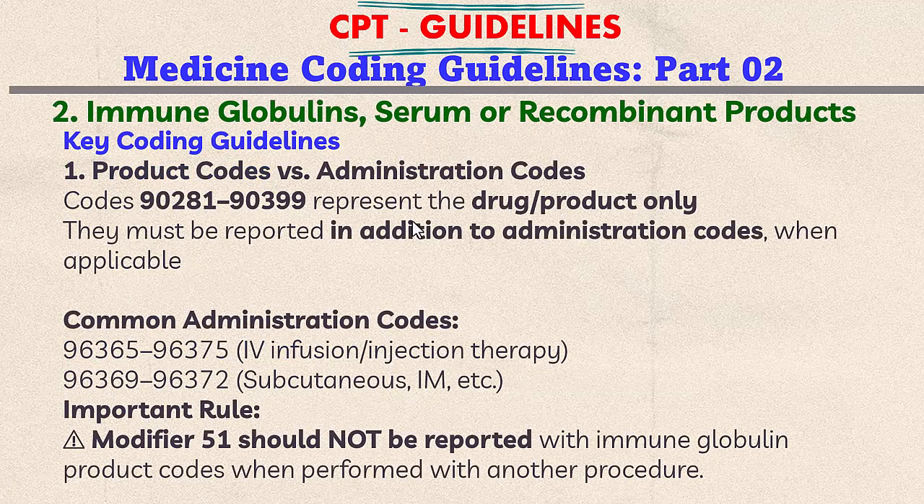So let's come to the key coding guidelines. Product codes versus administration codes. Codes 90281 to 90399 represent the drug or product only. They must be reported in addition to the administration codes when applicable. We'll see the administration codes in the next part. The common administration codes are listed here. The important rule is that modifier 51 should not be reported with immune globulin product codes when performed with another procedure. You will understand this when you do the examples.